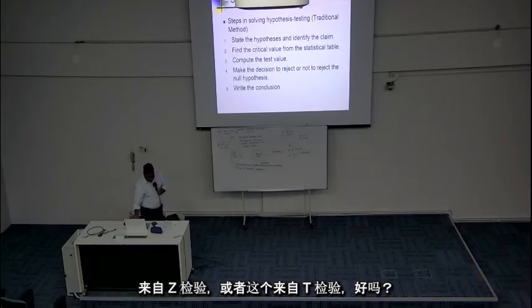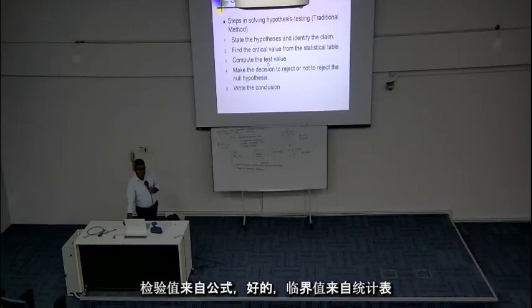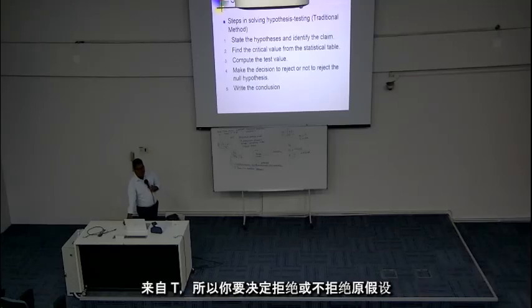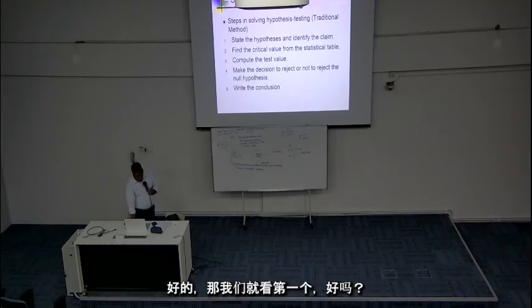Alright, so compute the test value. How to compute the test value? The test value is from the formula, either the Z formula or the T formula. The critical value is from the statistical table, but the test value is from the formula. Then you make a decision to reject or not reject the null hypothesis, and write the conclusion, whether it provides enough evidence or not. So we will see the first one.